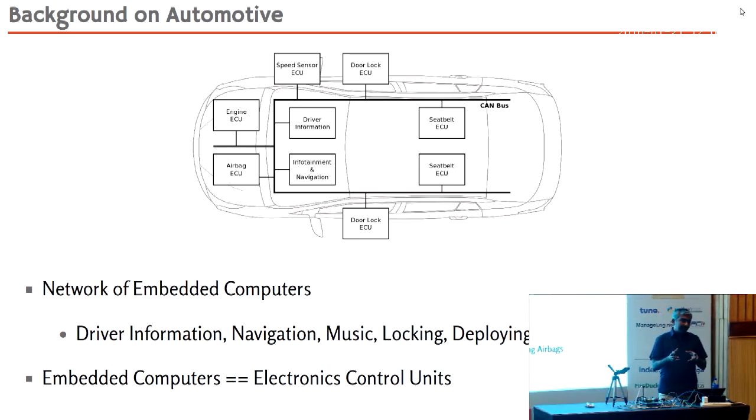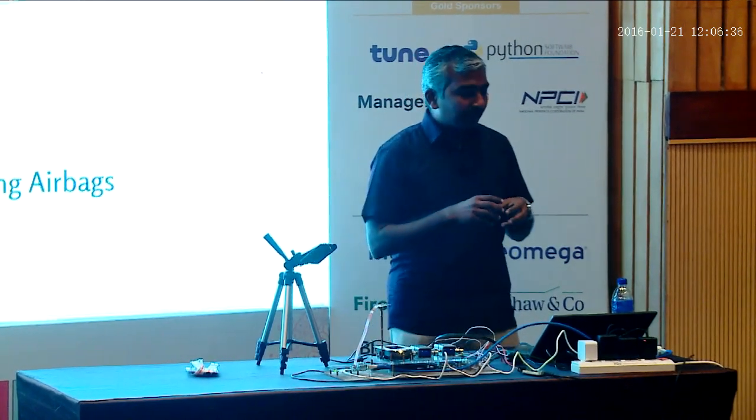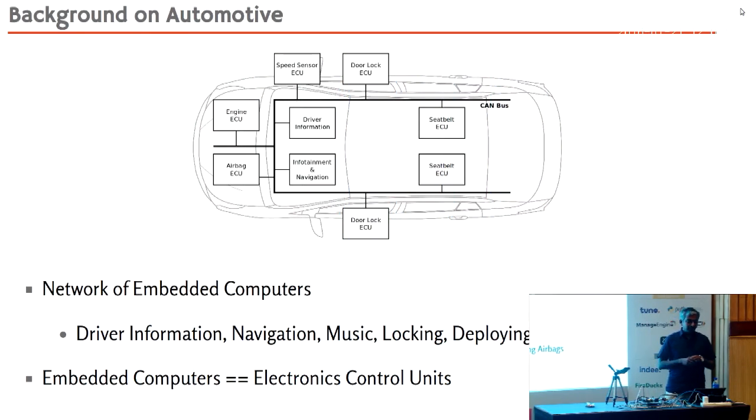So basically, a vehicle or a car is actually a network of embedded computers, and these computers are responsible for various different functionalities within your vehicle. For example, providing driver information, navigation, playing music, controlling the locks, deploying airbags. All this is done through a network of embedded computers. And in automotive terminology, we call these embedded computers ECUs, or electronics control units. So these ECUs work in tandem to get the vehicle functionality going.